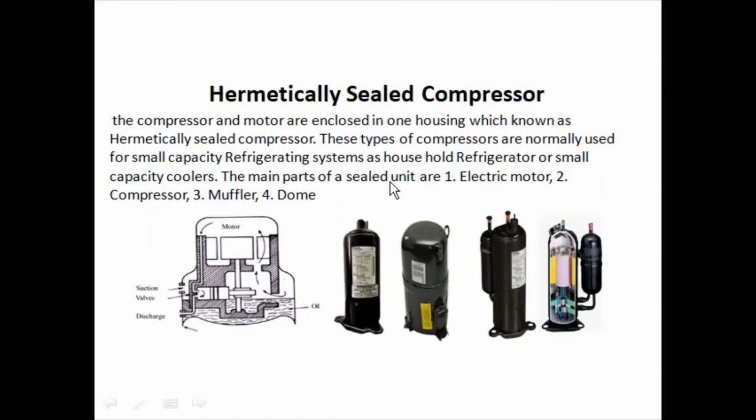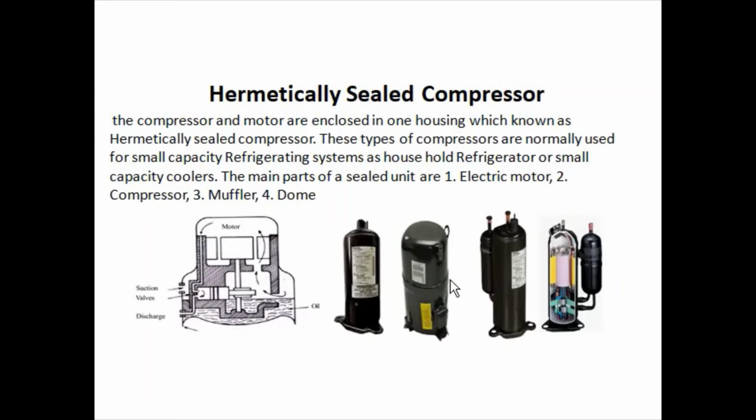The main parts of sealed units are: 1, the electrical motor inside this case; 2, the compressor inside this case; 3, the muffler; and 4, the dome. Here we see the internal construction of this hermetically sealed compressor. These are the features of these compressors.